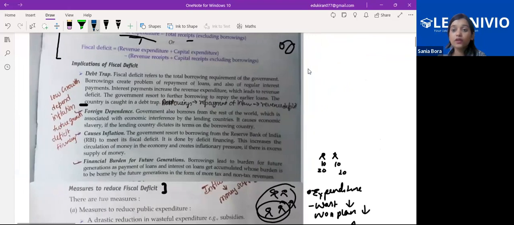Debt is karj ka trap, right? Because just to cover up the karj of the previous one, you are taking karj from somebody else. You're borrowing it from somebody else, right?